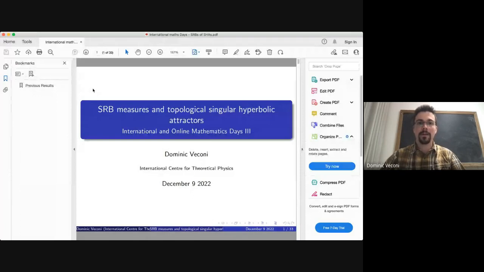Our setting is going to be a Riemannian manifold and some open subset U of that Riemannian manifold, and a function from U to the manifold itself that's a diffeomorphism onto its image. In this setting, a compact F-invariant subset lambda is called hyperbolic if there are constants lambda greater than 1 and C positive, so that for each point in lambda, there's a splitting of the tangent space into a stable and unstable subspace, which we denote by ES and EU.